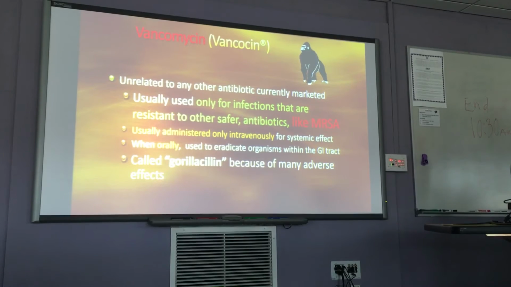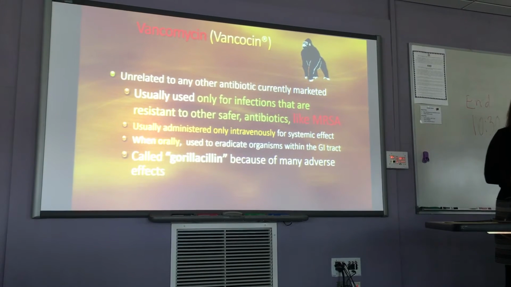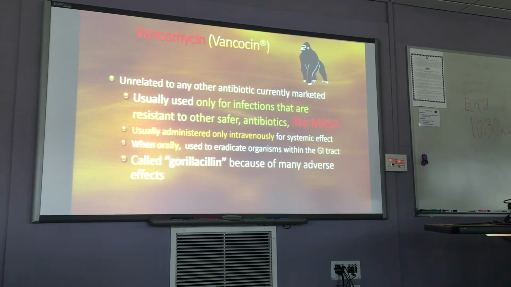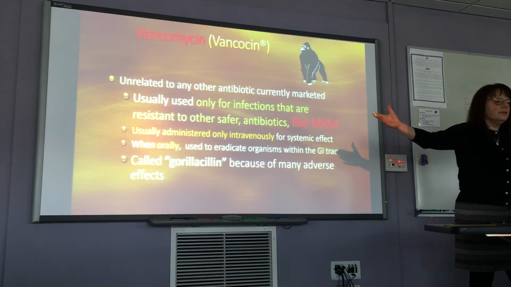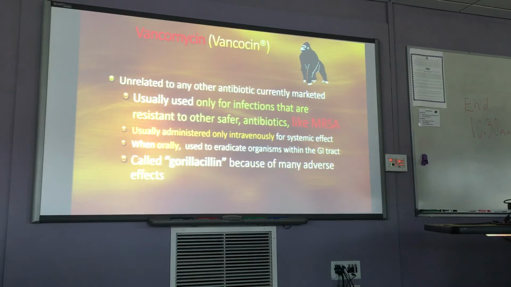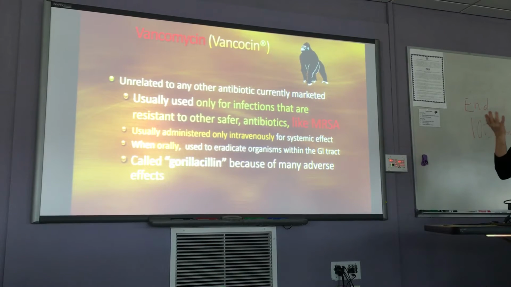One of them is vancomycin, and I do mention this one because it is reserved for infections that are not capable of being treated by other drugs, systemic infections where other drugs have not been effective. So this would be something like MRSA, methicillin-resistant infections. And then you hear about people getting this. It's usually administered only intravenously, so it's not something that we're going to be using, but your patient may have used it. When it's used orally, it's because of organisms in the GI tract, and it's called "gorillacillin" because it has lots of adverse reactions, a risk-benefit ratio here.